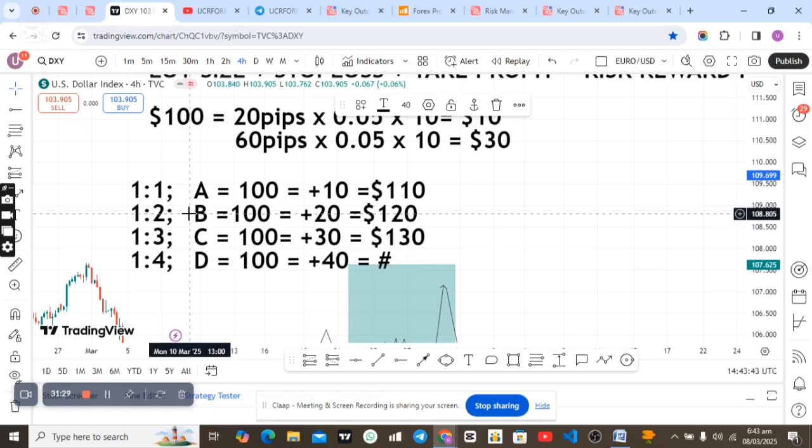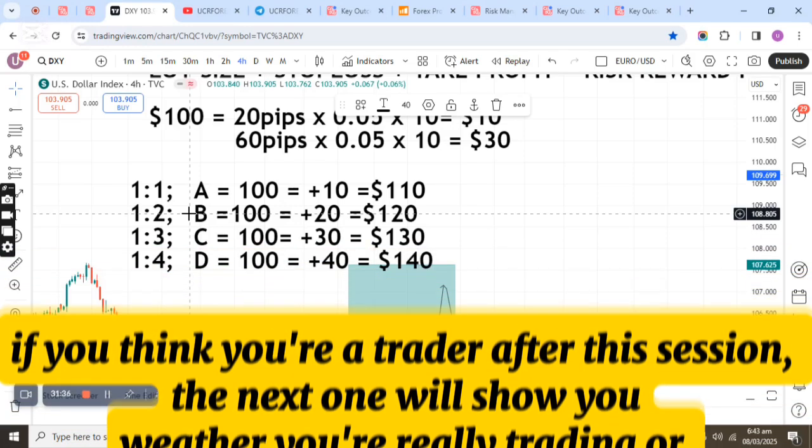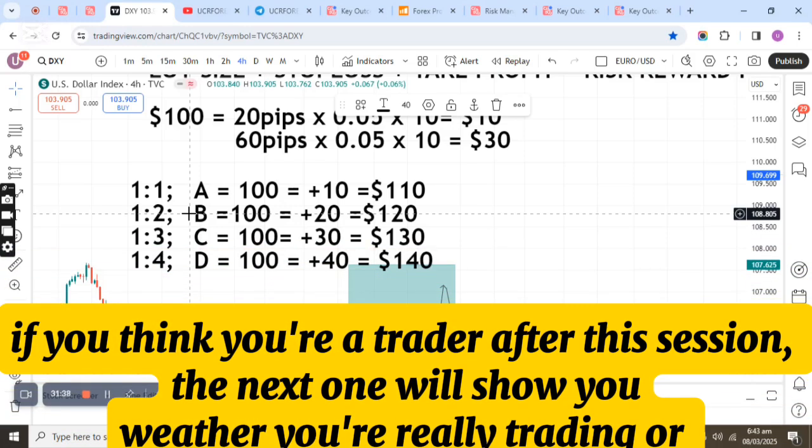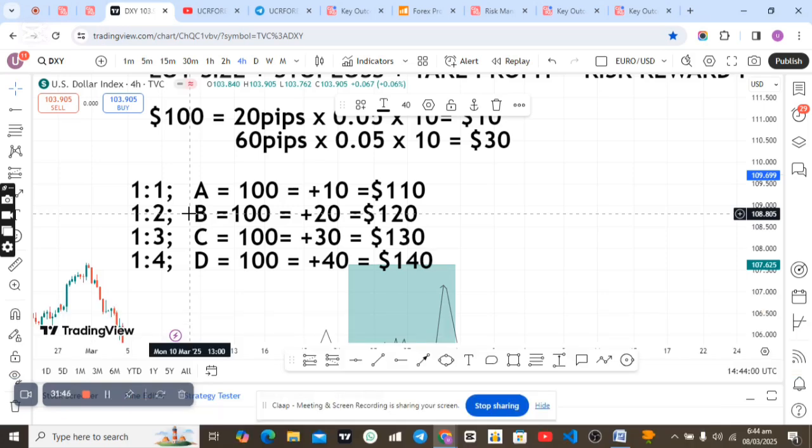Now, when you look at this whole thing, you will see that these profits are not the same. One person was able to exit the market very early. The second person exited the market a bit early, and the third person exited the market at 1:3. The fourth person exited the market at 1:4.